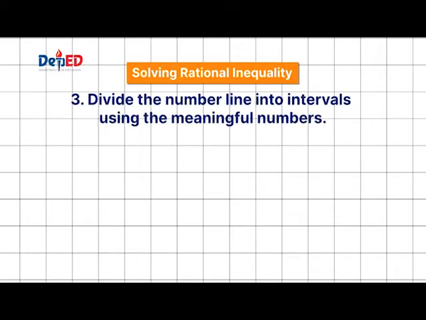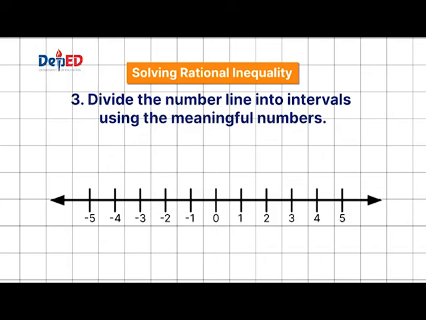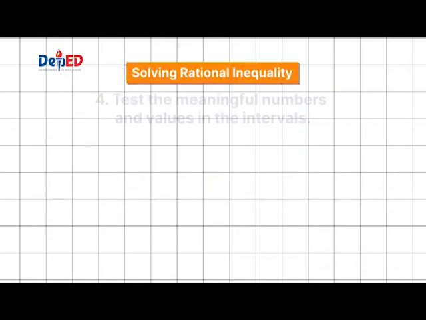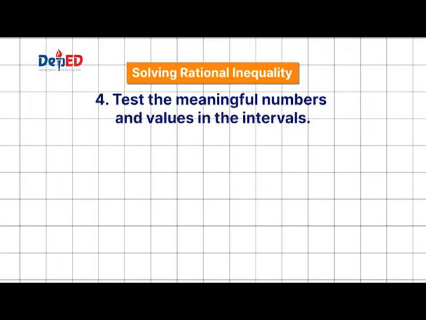The next step is to divide the number line into intervals using the meaningful numbers. In this case, we will be using -1 and 2. We now have the following intervals: A, B, and C. Now, we will have the fourth step. We then test values using the inequality.